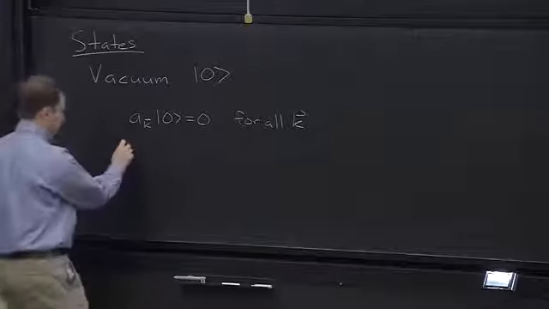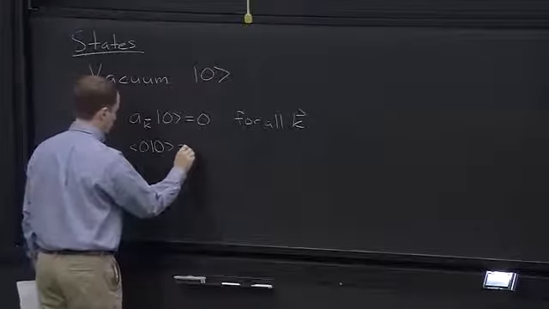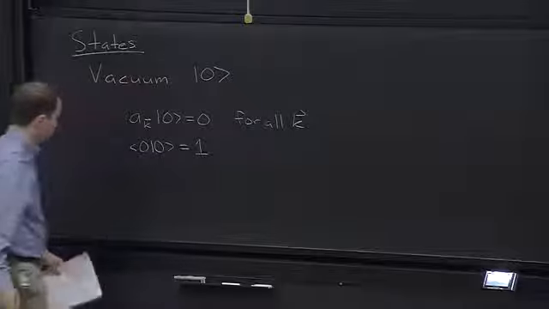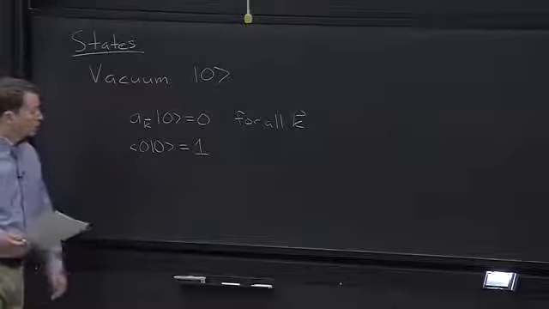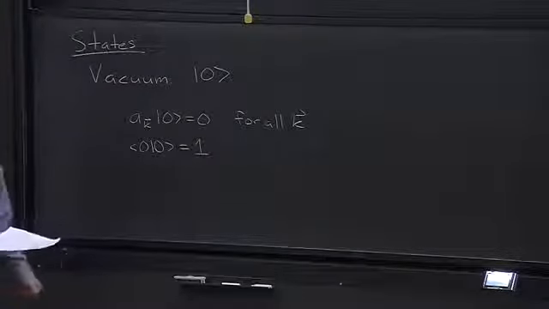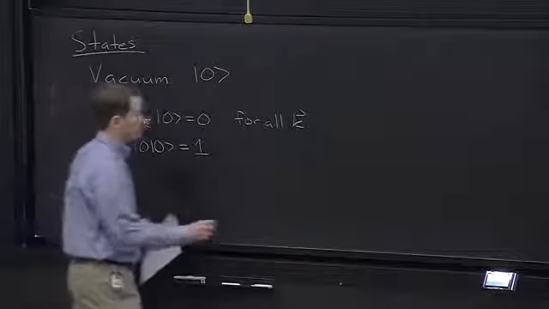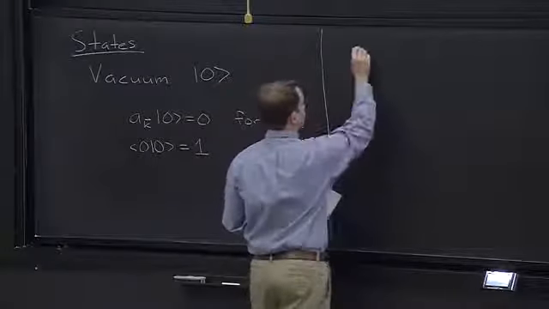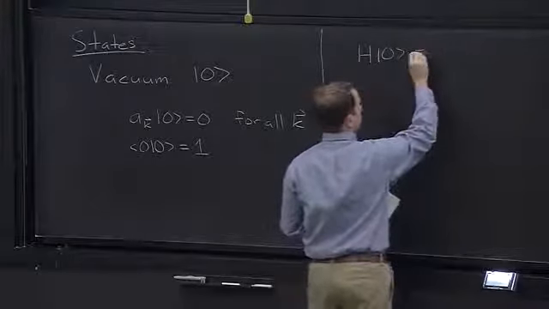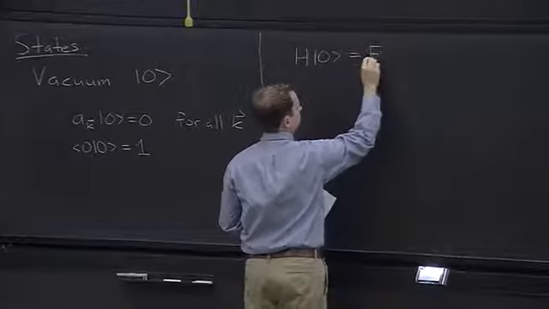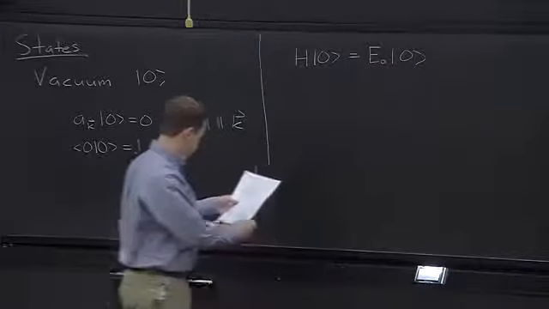And we can also choose a normalization. Let's choose the normalization such that the inner product of the vacuum with itself is 1. Okay, so this is the vacuum. And one question we can ask is, what is the energy of the vacuum? So if we act with the Hamiltonian on the vacuum state, the vacuum state is an eigenstate, so we'll just get back the energy of the vacuum.